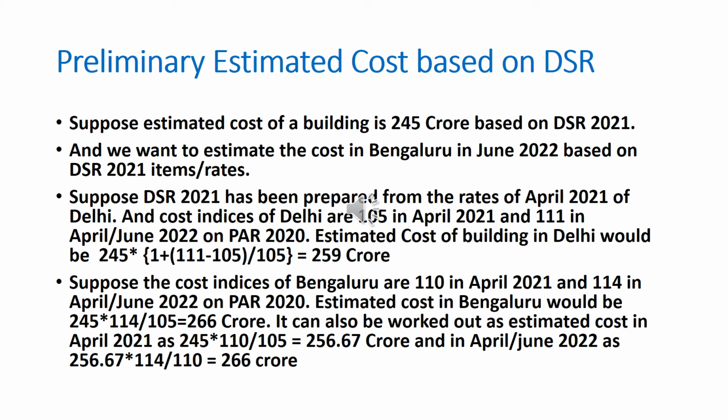So either you work out directly with 245 multiplied by 114 divided by the cost index of that particular year of DSR, 105, so that is 266 crore, or you find out the cost of Bangalore in 2021 and 2022.